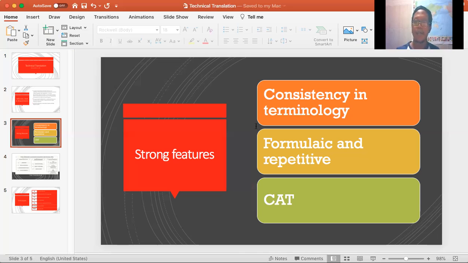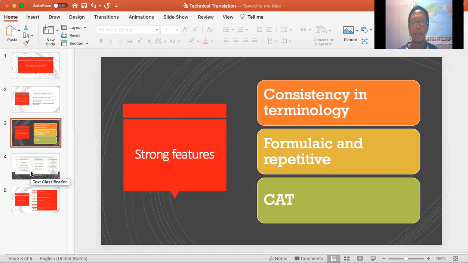I think there are quite many computer assisted translation tools offered out there. Some of them are free, some of them are paid. So it's up to you which one you are going to use. Those are the strong features according to me.